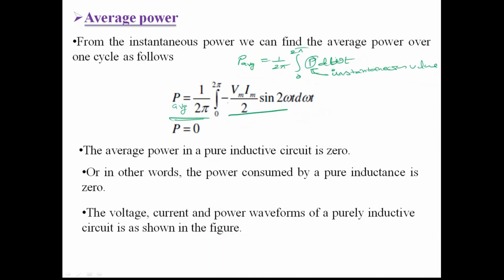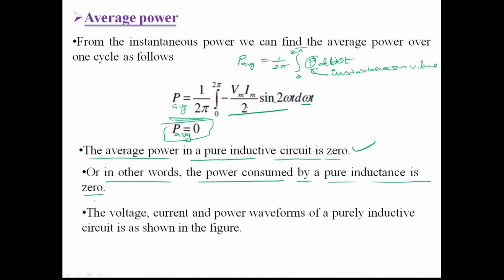You substitute it here, which is given by minus Vm Im by 2 sin 2 omega t d omega t. If you integrate it and substitute the limits, you will get 0. So the value of this average power you will get is 0. Therefore, what we can say from that is the average power in a pure inductor circuit is 0. This is a very important point to be noted. Or in other words, the power consumed by a pure inductance is 0.